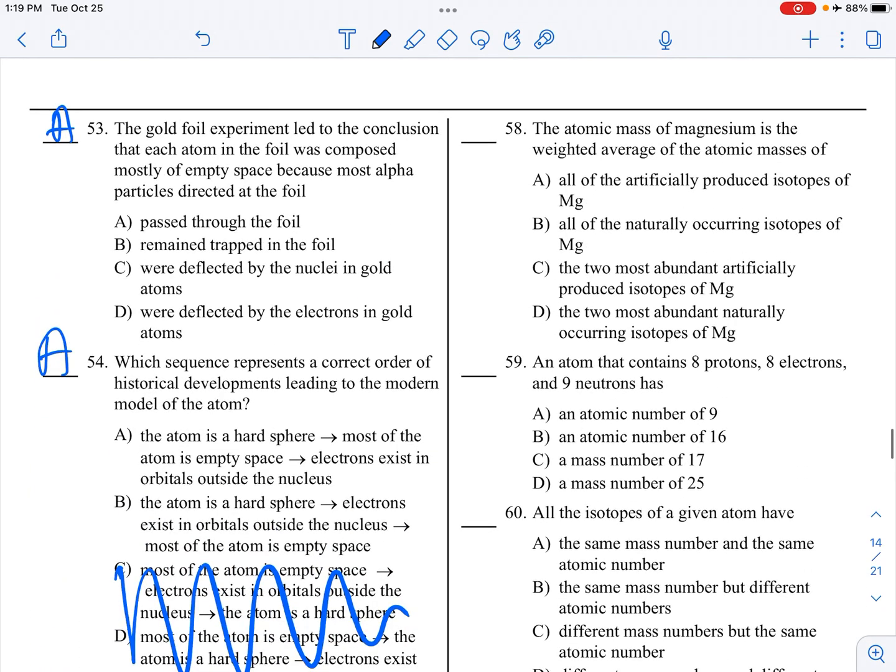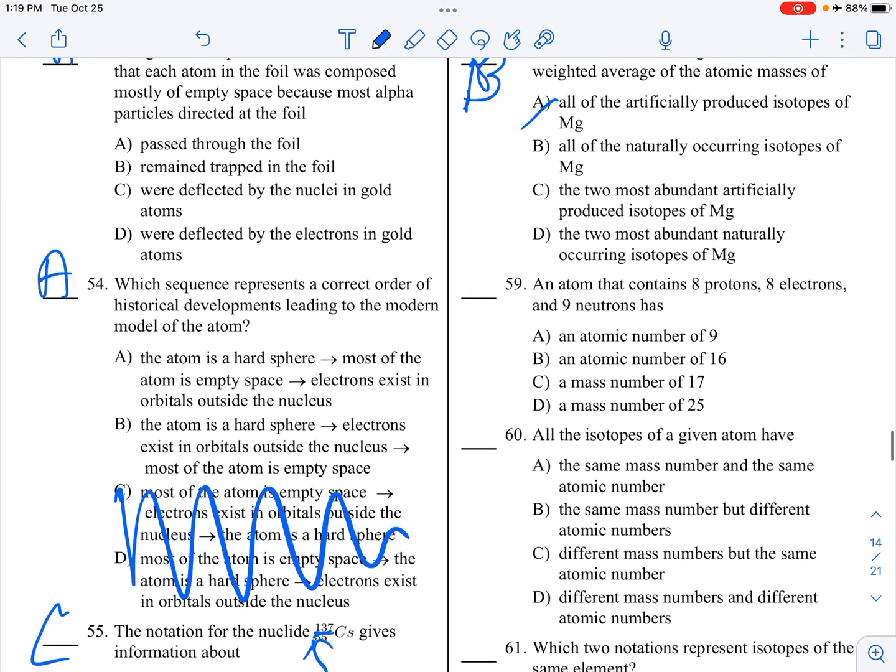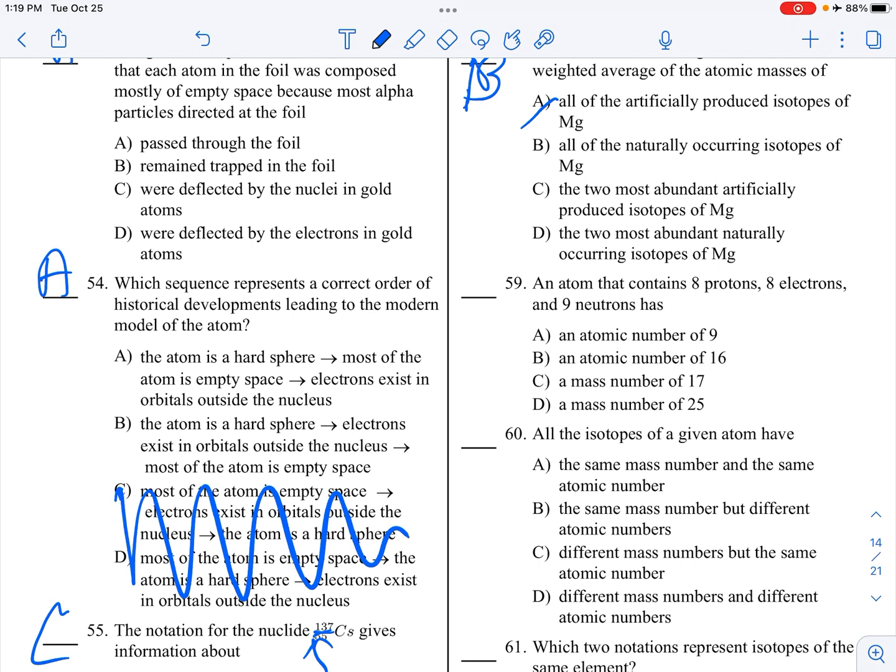The average mass of magnesium is the weighted average of all the artificially? No. All the naturally? Yes. That's a B. What is going on here? So number 59, if you've got 8 protons, the atomic number would be 8. Atomic number of 16, nope. Mass number of 17, 8 plus 9, yes, that's true.